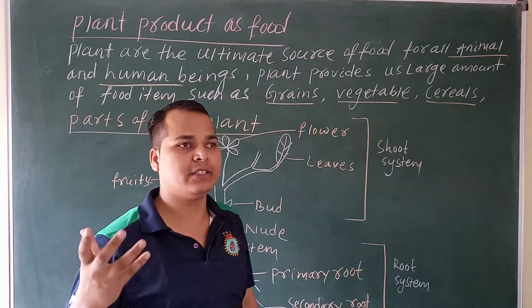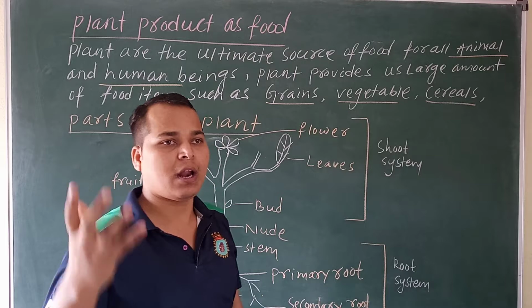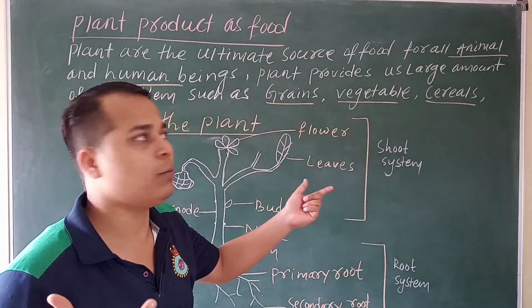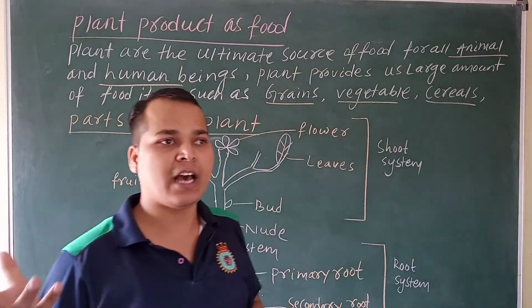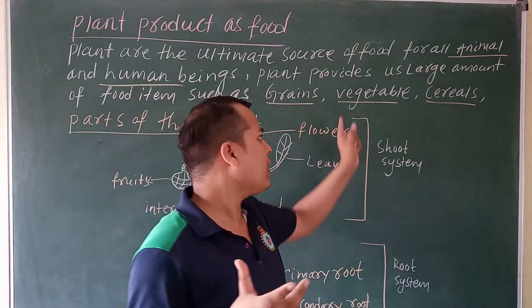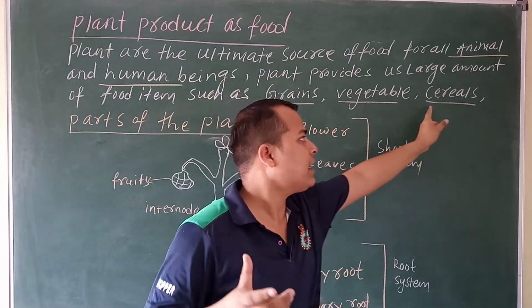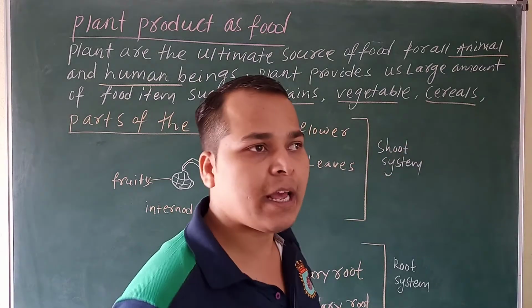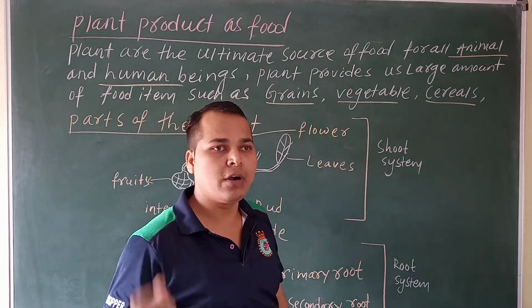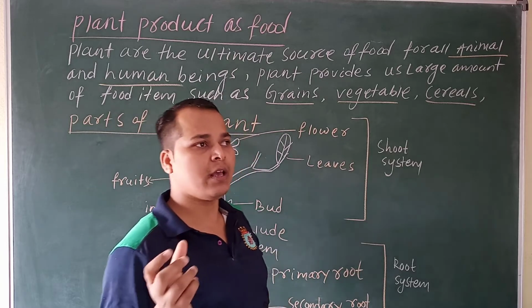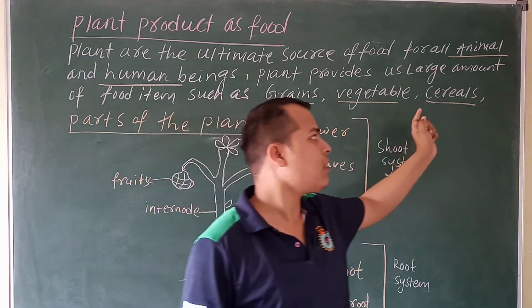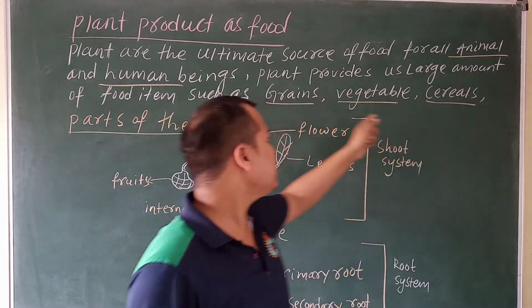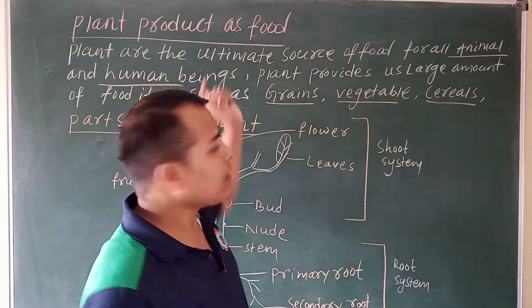What are grains? Rice, wheat, jowar, all are common grains. Vegetables, there are so many types of vegetables: ladies finger, brinjal, potato, all come under vegetables. And cereals means so many types of dals like moong dal, tur dal, and some nuts. So these are the plant products as food.